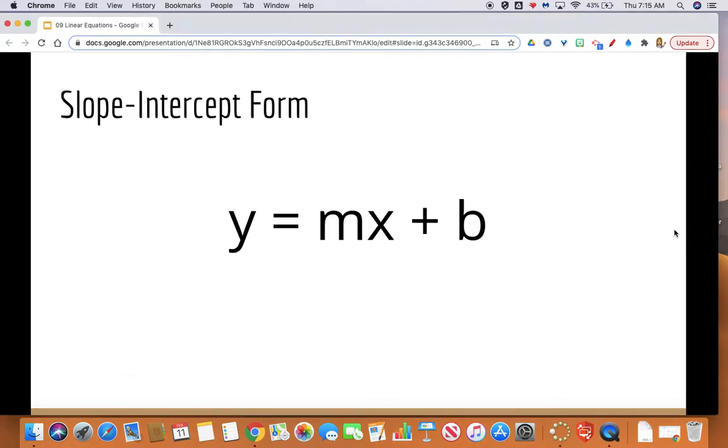Slope-intercept form is when an equation is set up like this. Y is set equal to mx plus b. Will you please write that down, and then we're going to go through what each of those pieces mean.